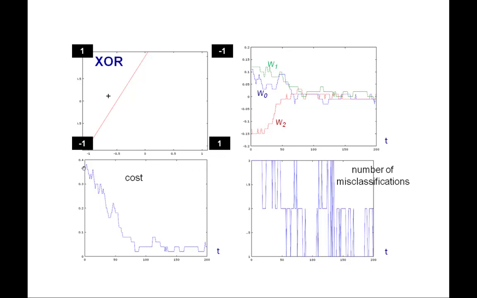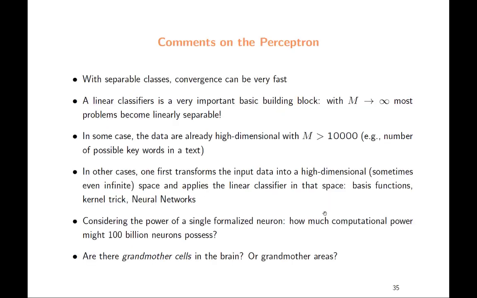The cost sort of decreases, but then it never really becomes 0. It becomes small because the W becomes small. And if you look at the number of misclassifications, it's also non-stable. It never goes to 0 because it cannot be separated. And you see this sort of unstable behavior quite nicely. So with separable classes, convergence can be fast.